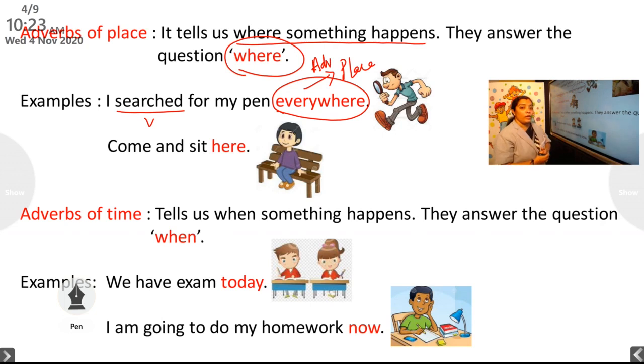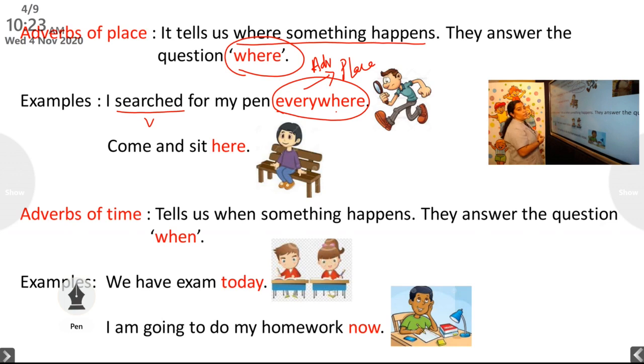So which question word will you ask? Where. Where did you search for your pen? I searched for my pen everywhere. So this particular word shows the place. So this is the adverb of place.